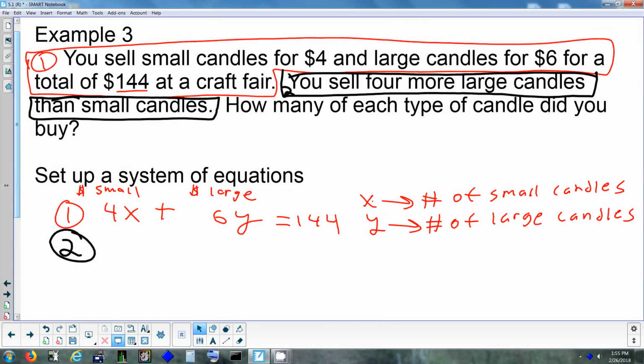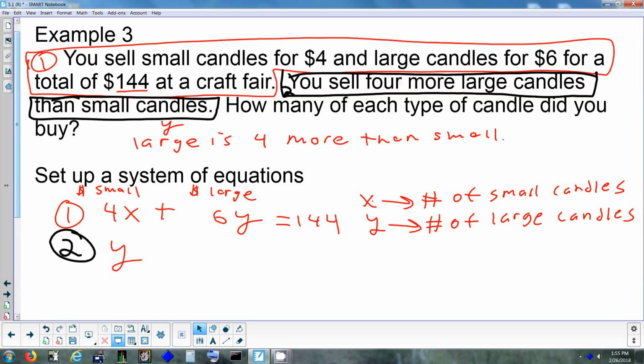You sell 4 more large candles than small. Another way to think of it, large is 4 more than small. If it helps, think of it that way. What are we using for large? Just y. Fantastic. So what do we do, y plus 4? Well, large is 4 more than small.